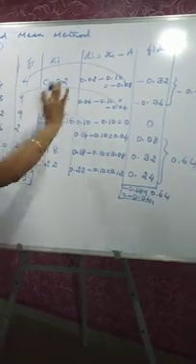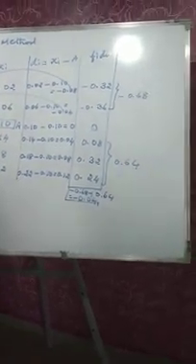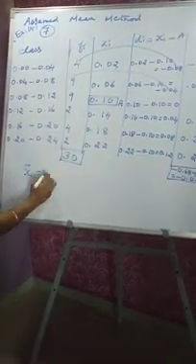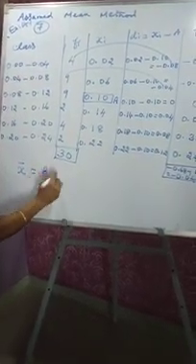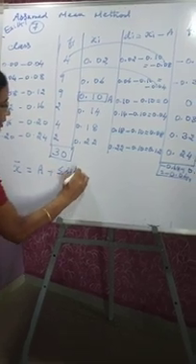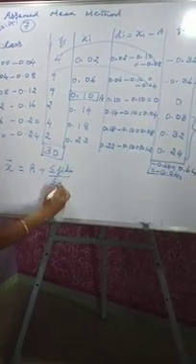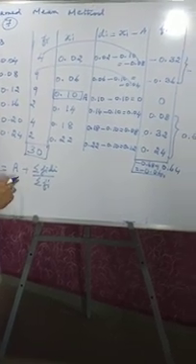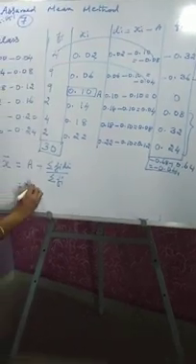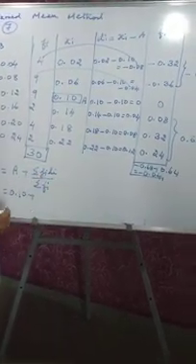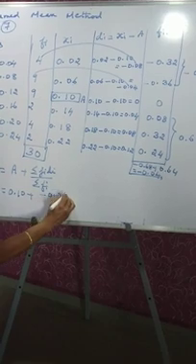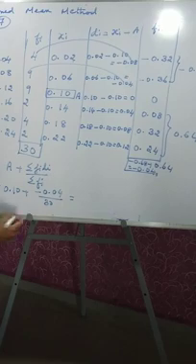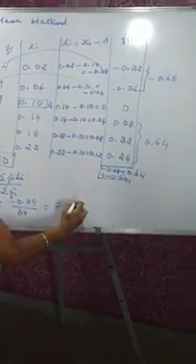Hope you understood all the columns we made. Now we are going to calculate mean. Let us recall the formula. X bar is A assumed mean plus sigma fi di upon sigma fi. I do the substitution here. A value is 0.10. Sigma fi di is minus 0.04. Sigma fi we have found 30, which is 0.10 minus.